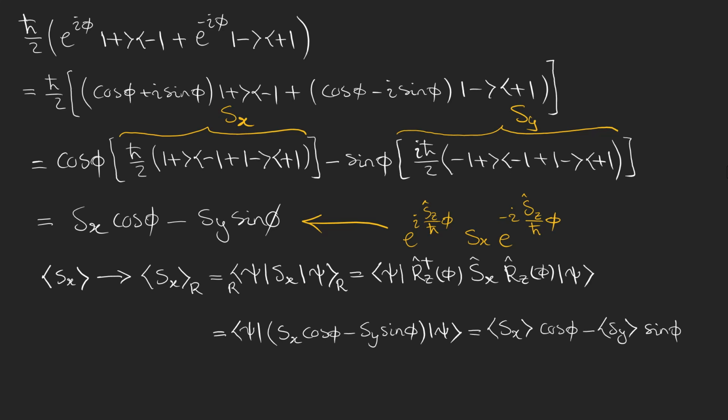Pay attention that the rotation has taken place on the state of the system, and we are finding how it affects the expectation value of the observables. We can do the same thing for Sy and find this expression. In fact, this is how the expectation value of Sy changes when we have rotated the state of the system about the z-axis by a finite amount of phi.